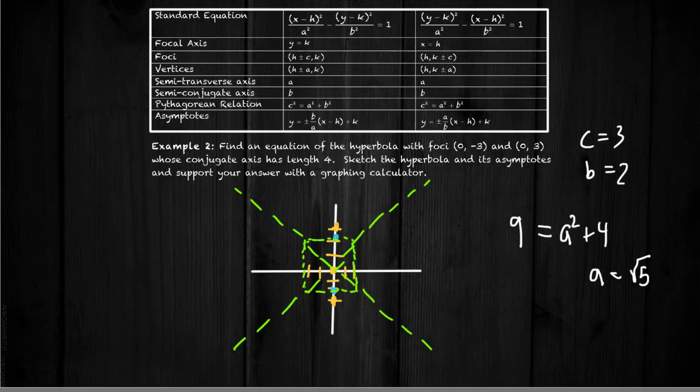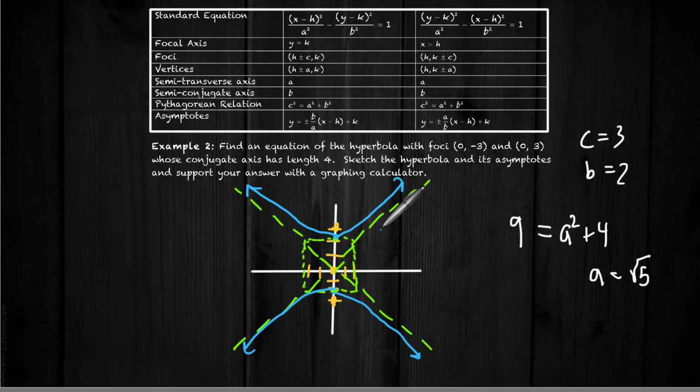Alright, and now this time our parabolas are going to be going up and down, and that's because that's where our foci are located, that's where our vertices are located. So there is the first one, and then the next one is going to look like this.